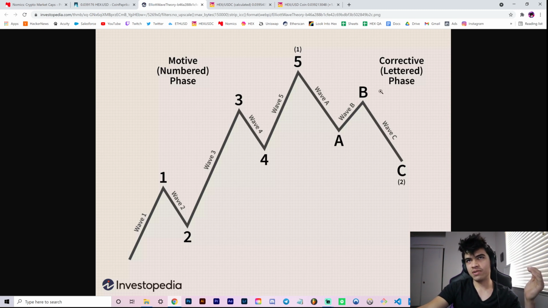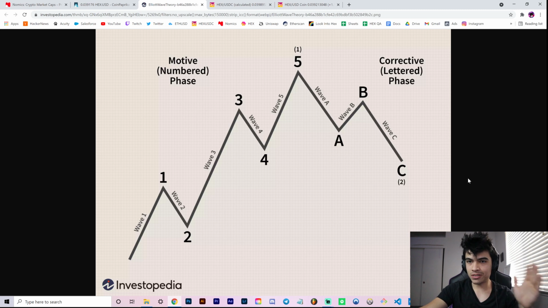And with your ABC corrections, I believe this right here is showing a zigzag ABC, where the C wave goes beneath the A wave right here. But there are also flat ABC corrections where, for example, it would have been A, B, and the C could have ended up around here somewhere. And that would also be a valid Elliott Wave ABC correction.